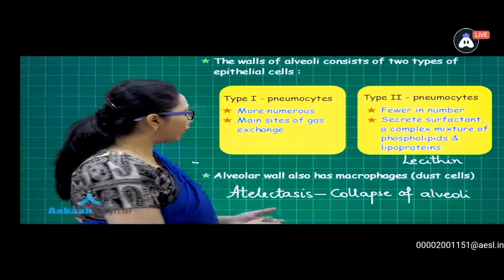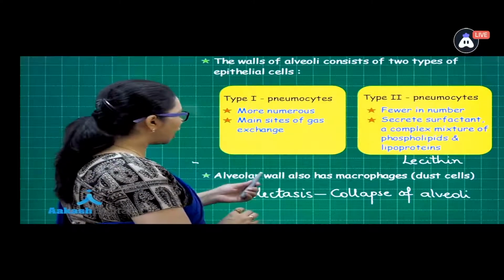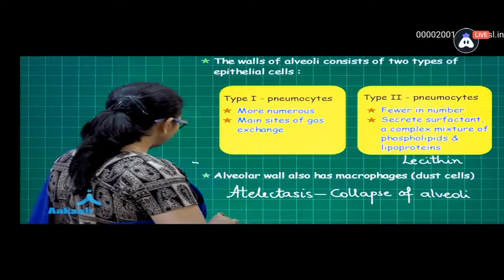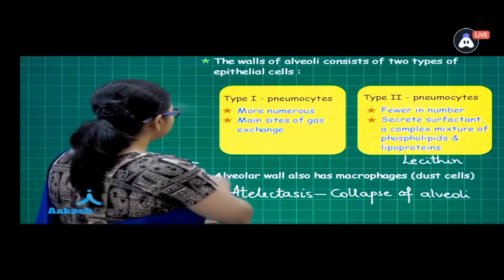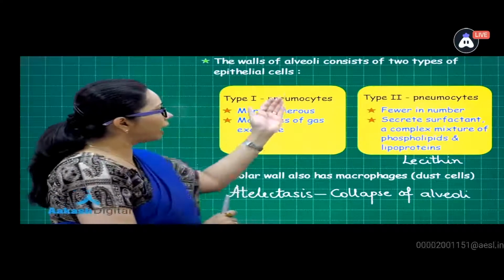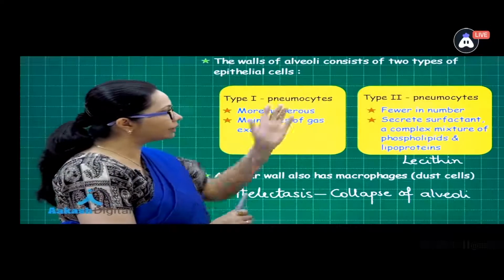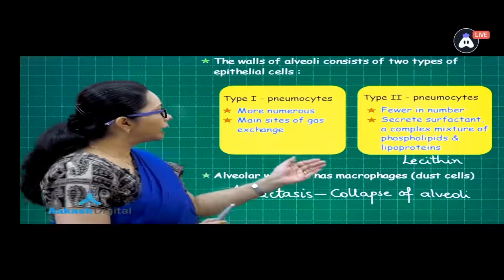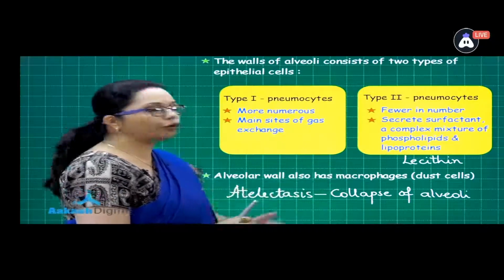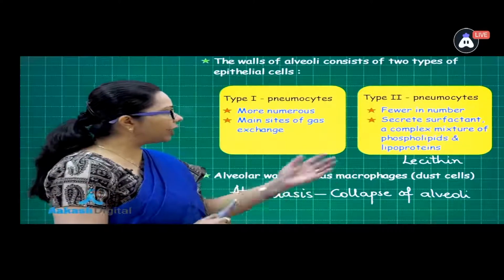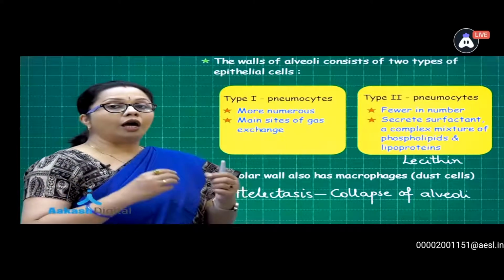Now, the total number of alveoli that we have is around 300 million in the two lungs together. These alveoli, other than the pneumocytes, that is the simple squamous epithelial cells, also have some macrophages, and macrophages here are also called dust cells.